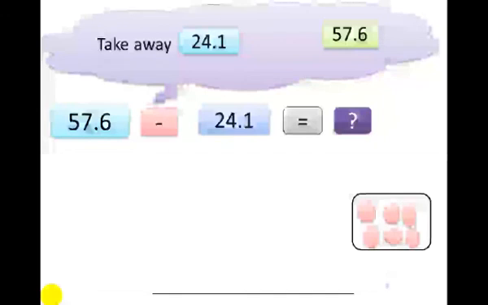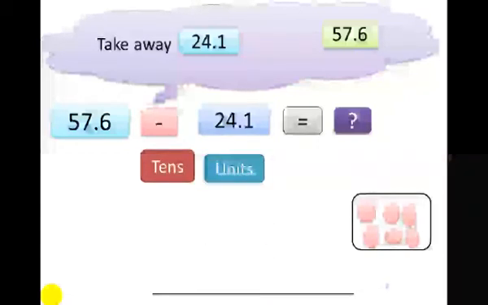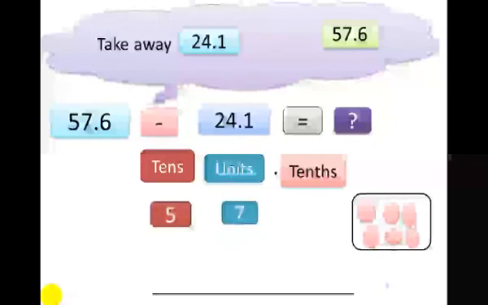The next thing we do is to place each digit in the place value table. Remember, the place value of the number before the decimal point is the units. After the units, we have the decimal point. After the decimal point, we have the tenths. Now let's place each digit of 57.6 in the place value table. 5 tens, 7 units, decimal point, 6 tenths. Minus. Always put your sign.